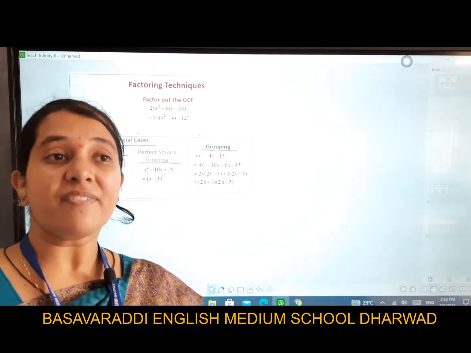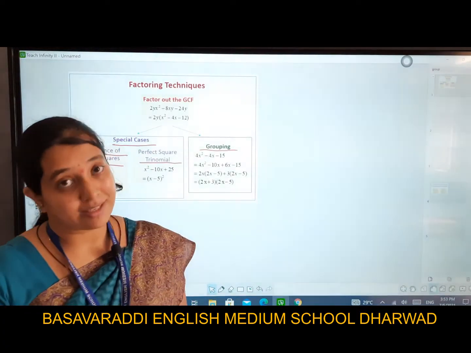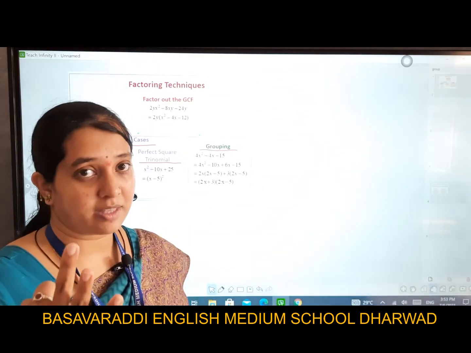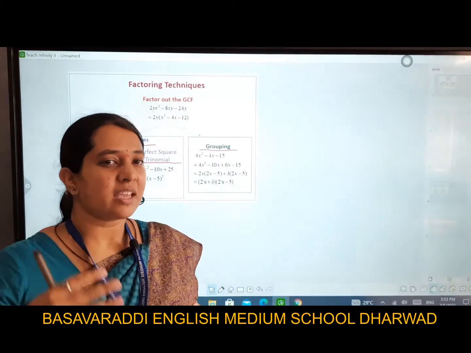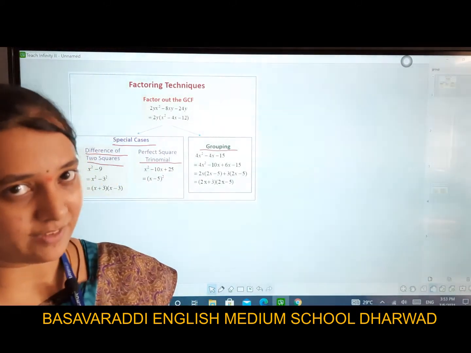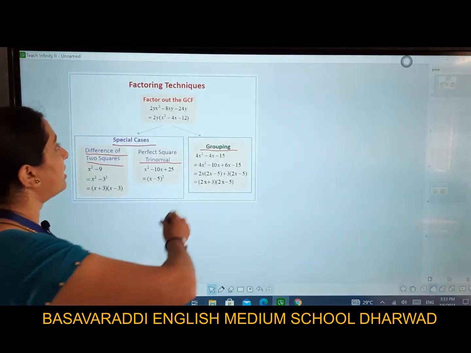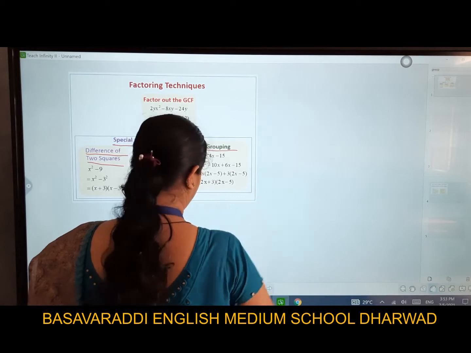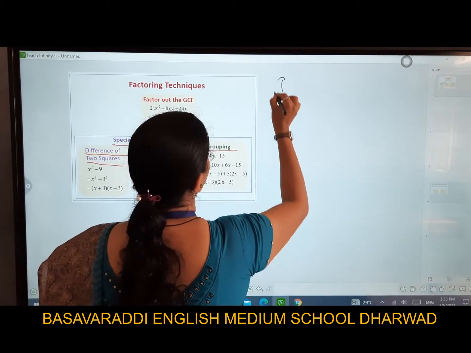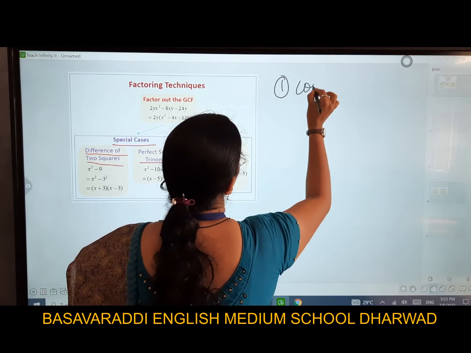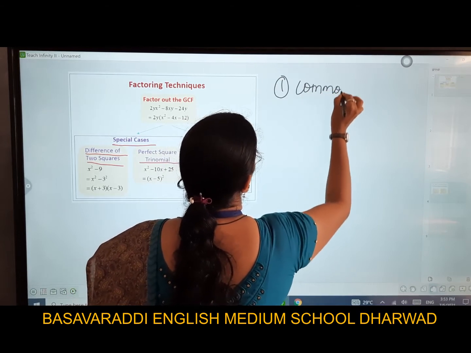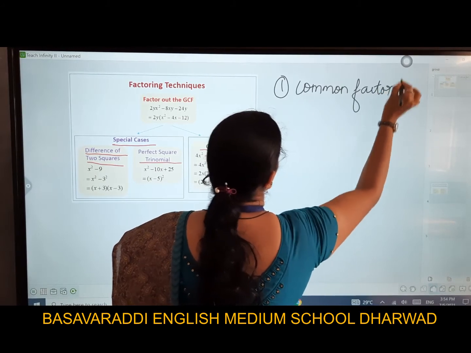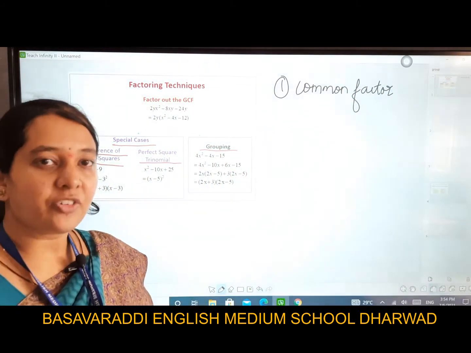Yes, in the previous class, in the factorization of maths class, we have studied 3 types there. Yes, let's have a glance. Let's go in deep about them once again. Fine. So here, factorization technique. First one is finding the common factor. Yes, finding the common factor here.